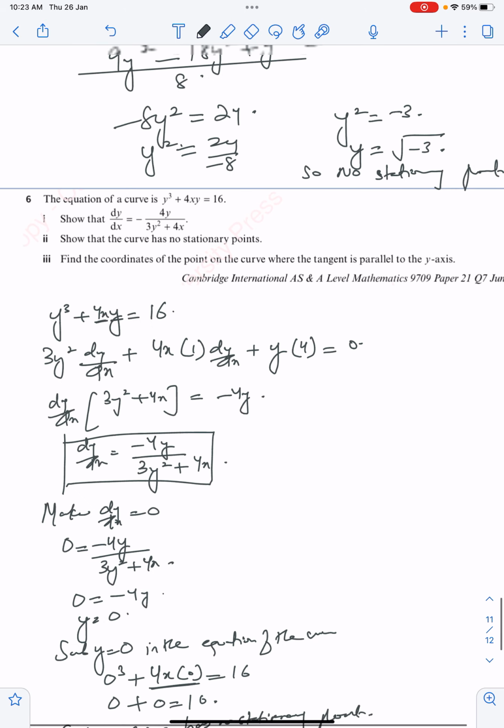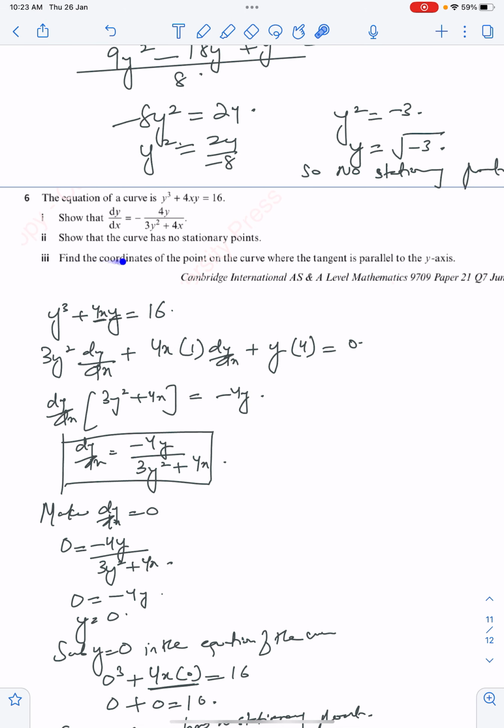Okay. Find the coordinates of the point on the curve, the last part, where the tangent is parallel to the y-axis. Whenever the tangent is parallel to the y-axis, the gradient is undefined. That means rise upon run, where run is actually 0. So whatever is the denominator is actually 0. Since we already have dy by dx, we make the denominator equal to 0.